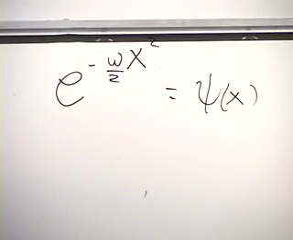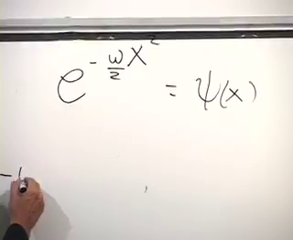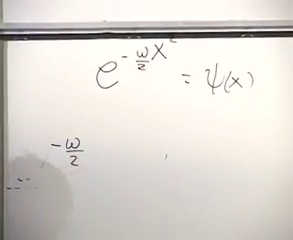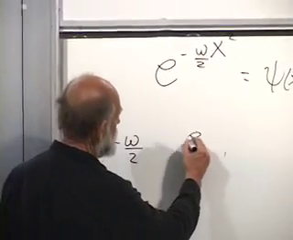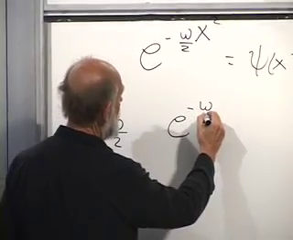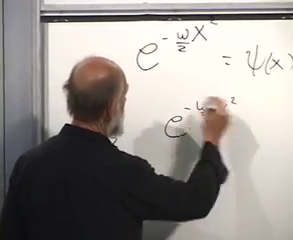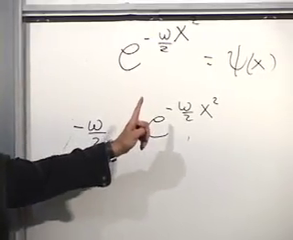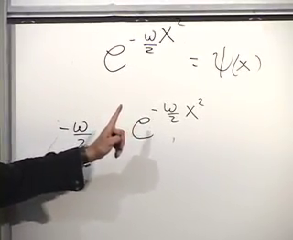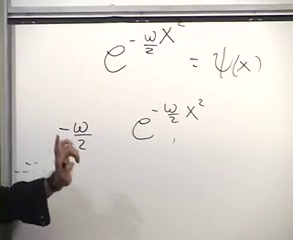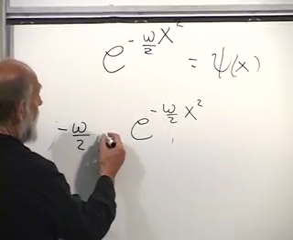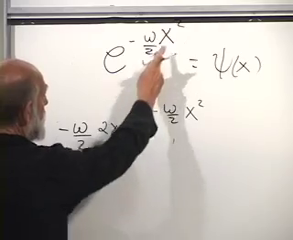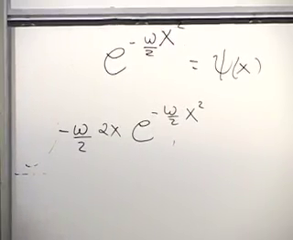Anybody want to try for it? Let's see. It will certainly give us outside a minus omega over 2, right? Then when you differentiate an exponential with respect to an argument, you just get the exponential back, e to the minus omega over 2 x squared. But then you get x squared. First derivative, yeah. And that will give you a 2x from differentiating x squared.